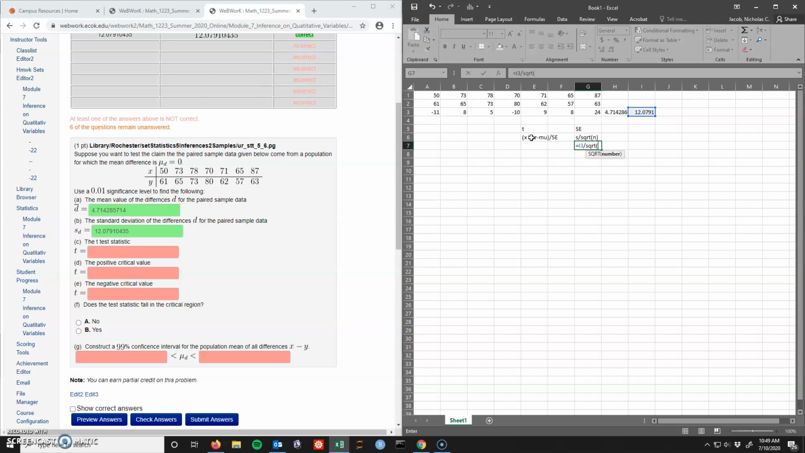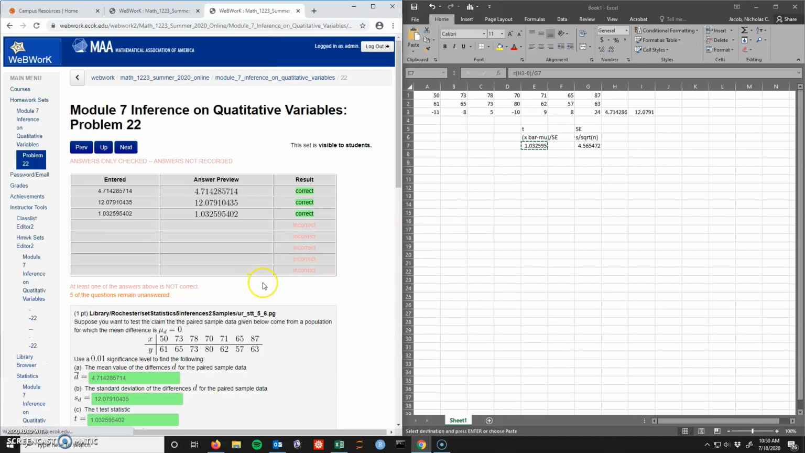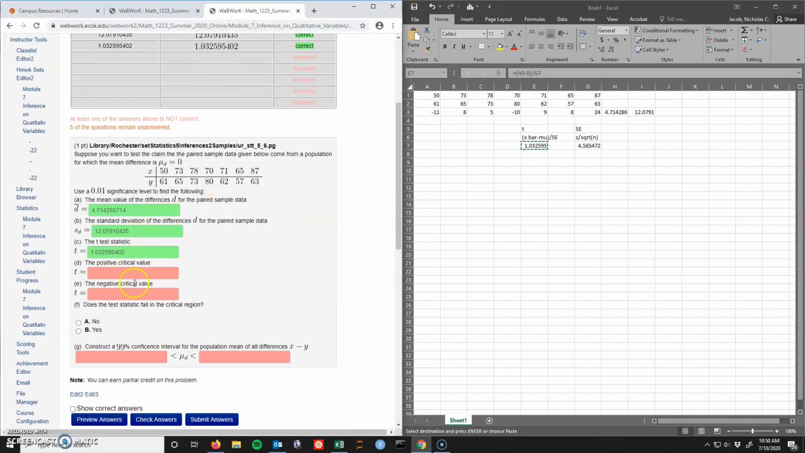By the way, the sample size is 1, 2, 3, 4, 5, 6, 7. So I'll do the square root of 7 to get the SE. And so this number is this minus 0, which is totally unnecessary, but I did it, divided by the standard error. So exactly like I would have computed the Z, except now I call it a T. So I hit check again, I got that one right too.